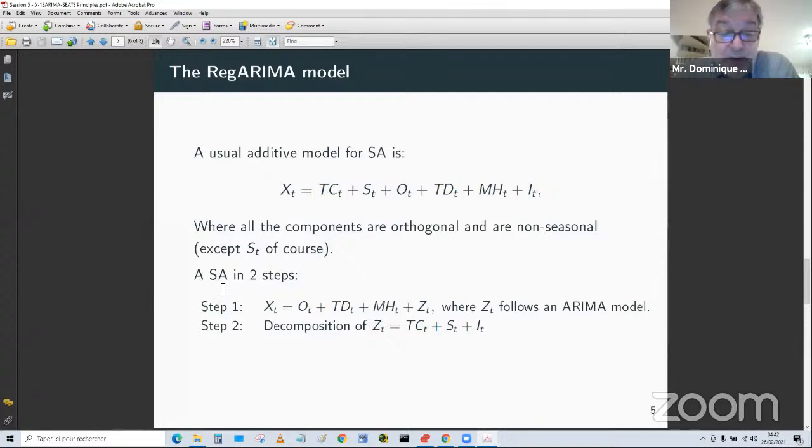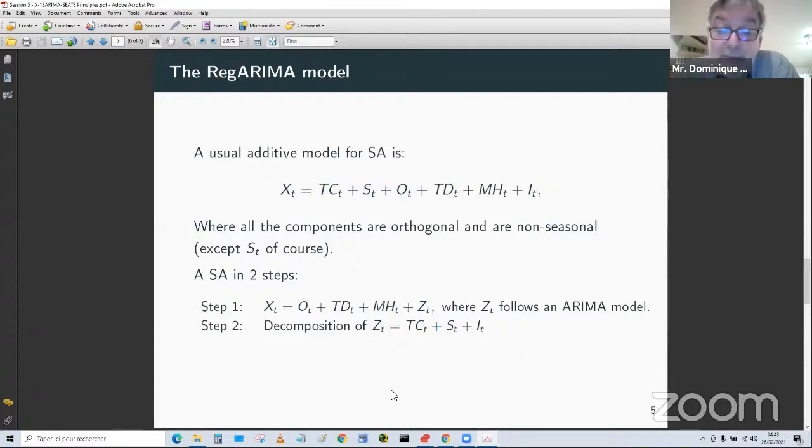So after you have a seasonal adjustment in 2 steps, still a reminder, you decompose first the series, you estimate the outliers, the trading day effect and the moving holiday effect. And so the residual is a time series that will also follow an ARIMA model. So you adjust an ARIMA model to this series, Z sub t, and you forecast the future, okay? And after you will decompose Z sub t and its forecast in trend cycle, seasonal component, and irregular, okay?